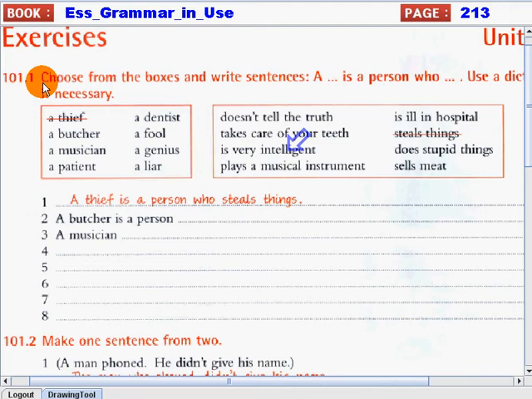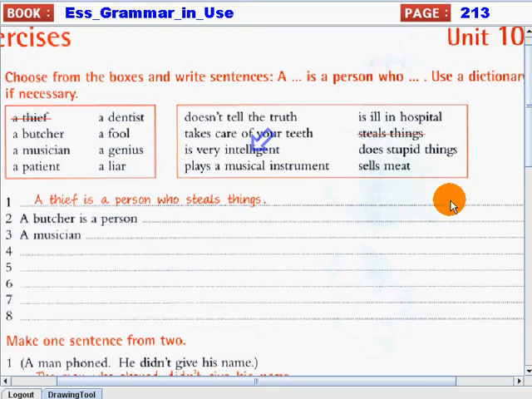Choose from the boxes and write sentences. That's 101.1. A blank is a person who blanks. Now, if this exercise is somewhat difficult, use a dictionary as needed. Get phrases from these boxes to make one complete sentence, like in number 1 as our example.